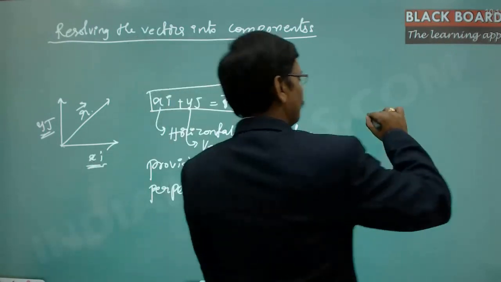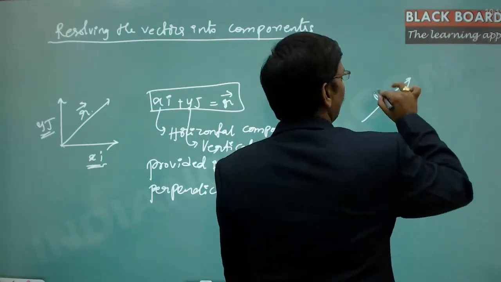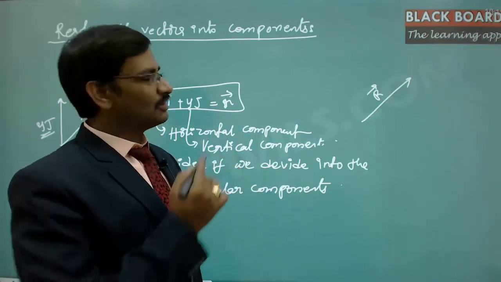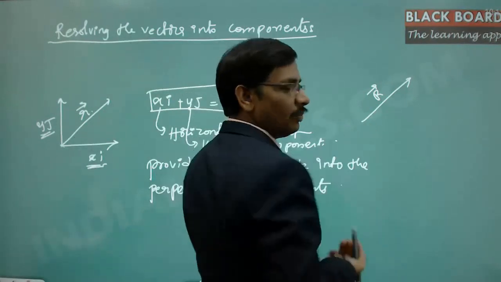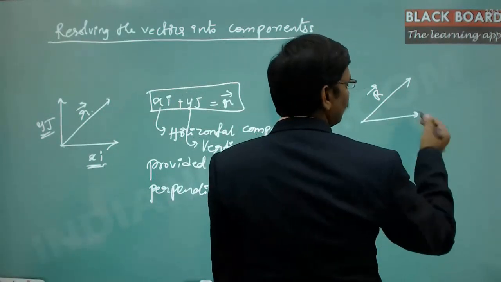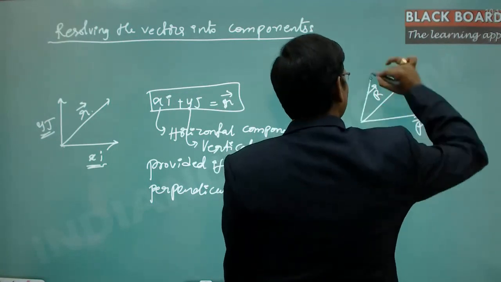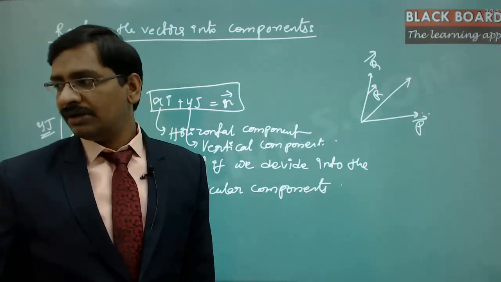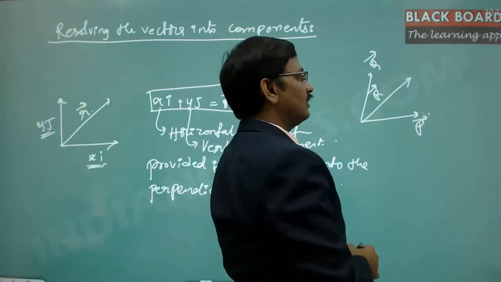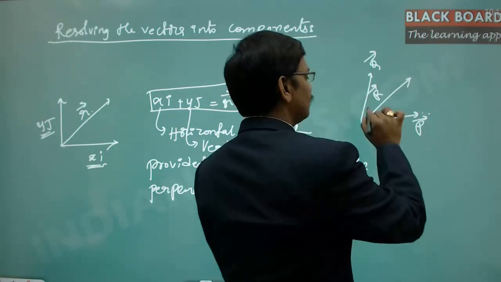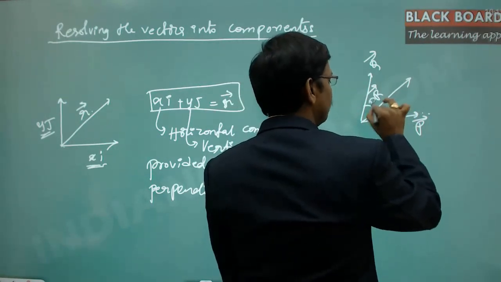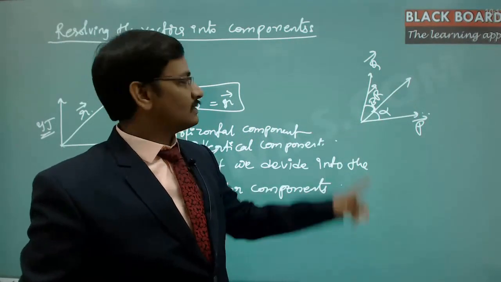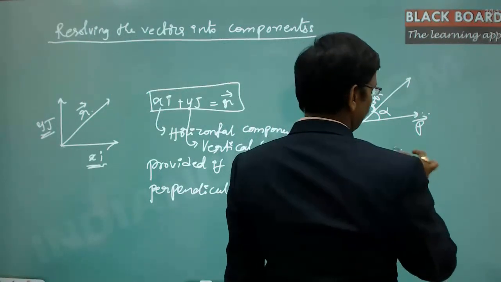For example, suppose I have a vector like this. Let us say I call this vector r. I want to identify two different vectors which will give the same result as r, but that may not be in the horizontal and vertical components. Let us say this is the p vector and this is the q vector. Now p vector and q vector are not perpendicular to each other, but the result of these two vectors is equal to the r vector. In that case you want to identify two different components of r which give the same equivalent as p plus q. So r should be equal to p plus q.